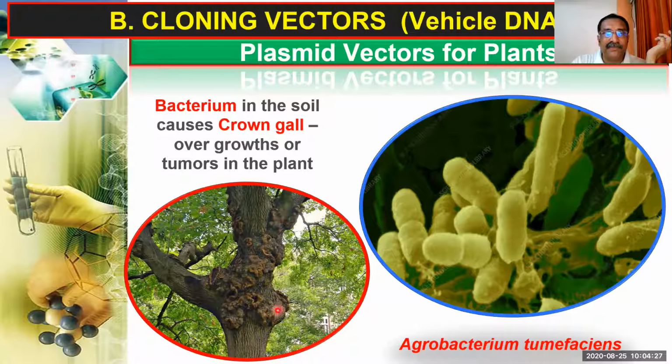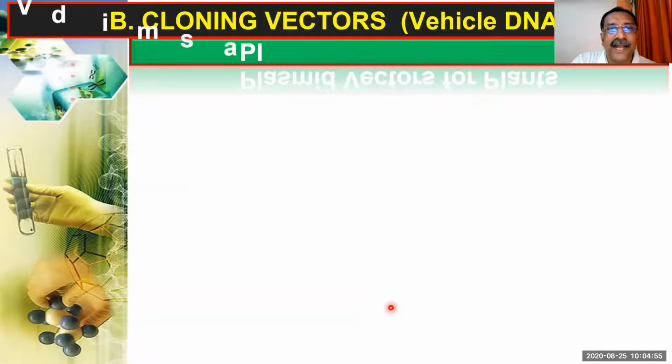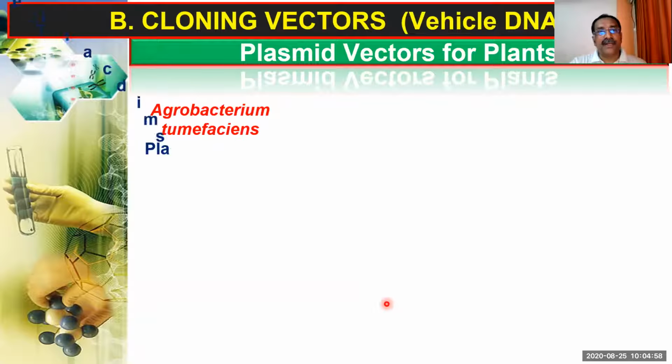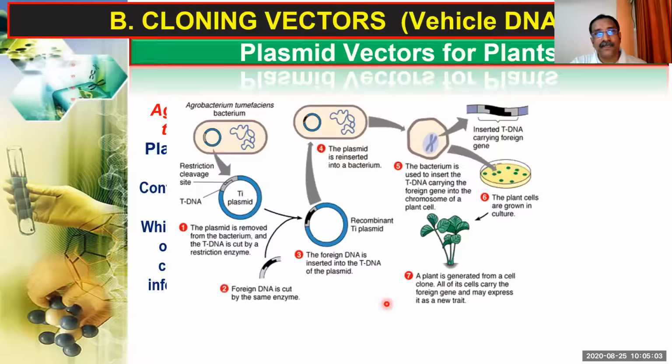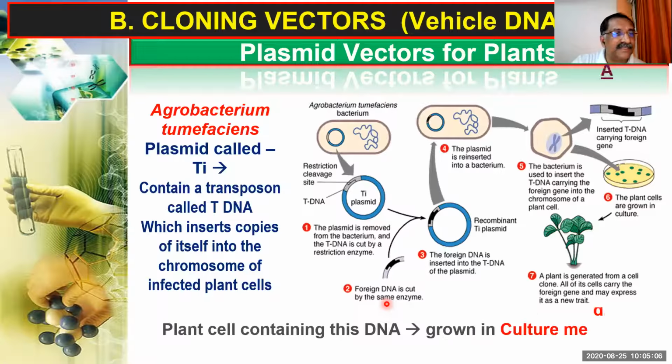Now you see on the tree, you can notice some swellings. This is not a cancer, but we use the term. These are outgrowths or overgrowths, commonly called tumors. So these tumors are present in this plant because of the presence of this bacterium called Agrobacterium tumefaciens. Now in Agrobacterium tumefaciens, a particular type of plasmid is there.